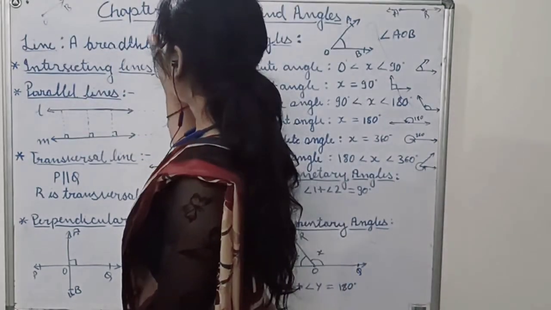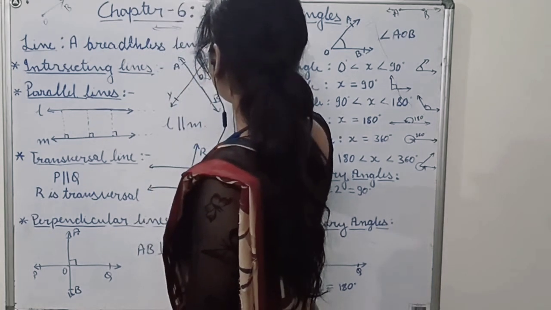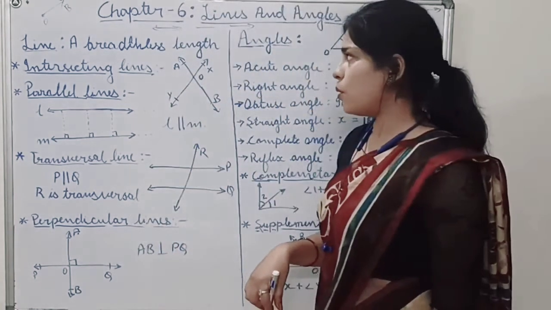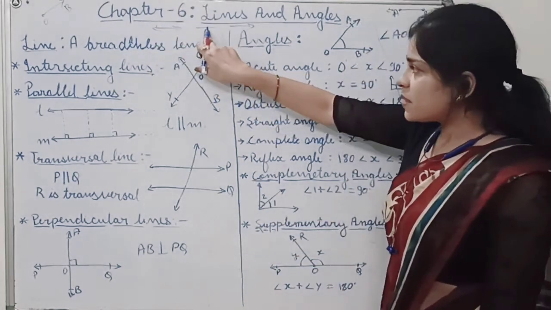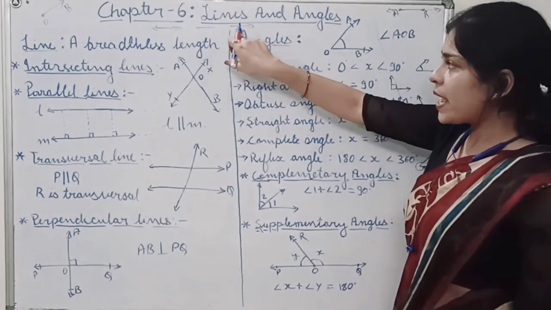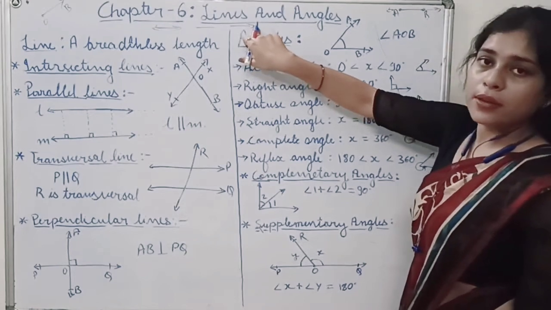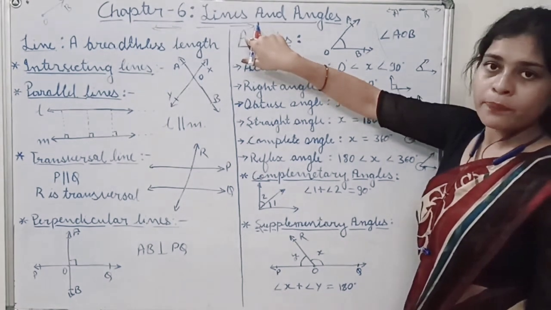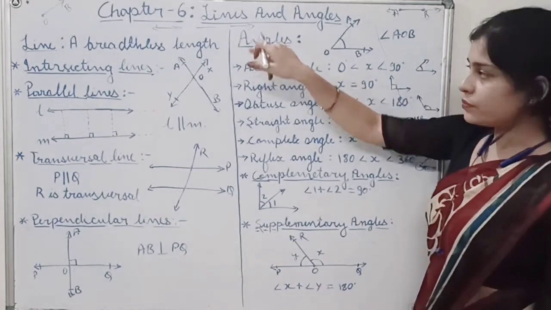Okay, so this is the line, this is the line segment and this is the ray. A line has no end points, a line segment has end points, or it is terminated, and a ray has one end point, and on the other end it is never ending. It can be produced till infinity.